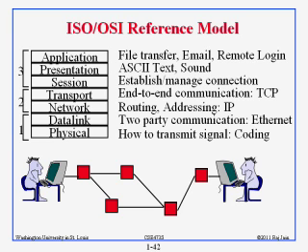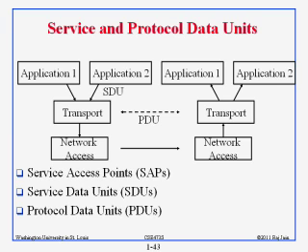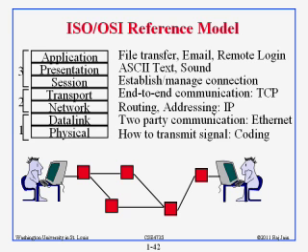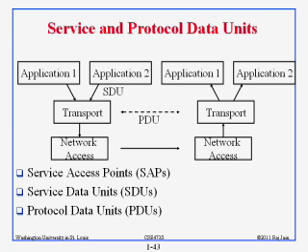And so these two layers are generally combined. Data link and physical are combined. The network and transport are generally very much related. And then session, presentation, and applications are combined. But before we get into that detail, there are two more terms about the ISO OSI model that we might need later on in this course.